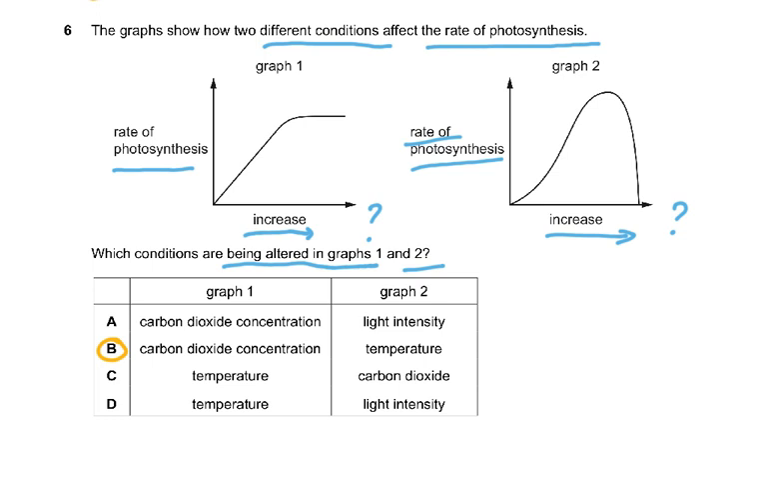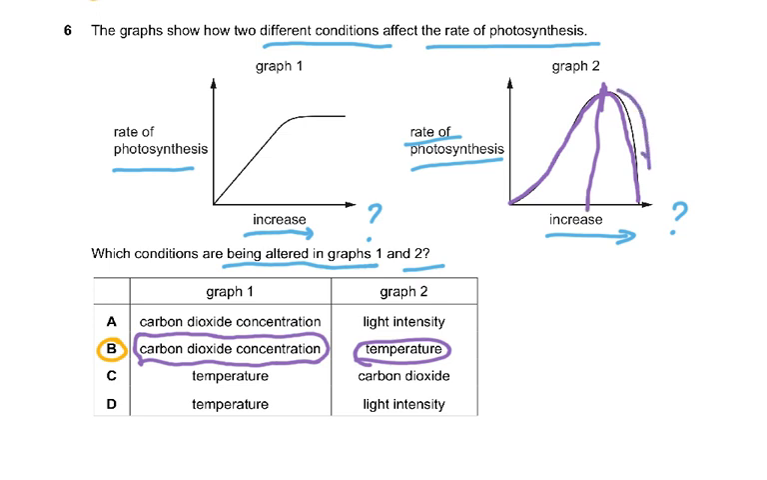In graph 1, something increases, the rate increases and then plateaus off. So in graph 1 it had to be carbon dioxide concentration. Now graph 2, the graph increases, and then after a certain point it decreases. So this has to be the temperature graph, because as you know, every enzyme has an optimum temperature, and when that temperature is reached, the rate is going to fall. So this had to be the temperature graph, it couldn't be anything else.